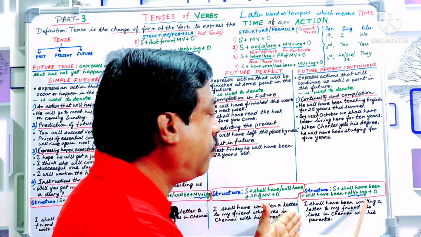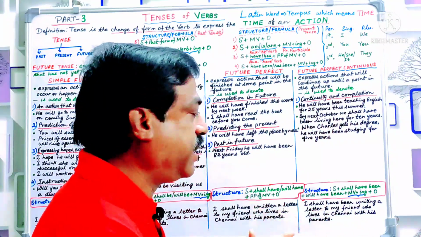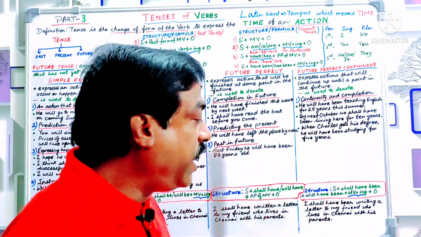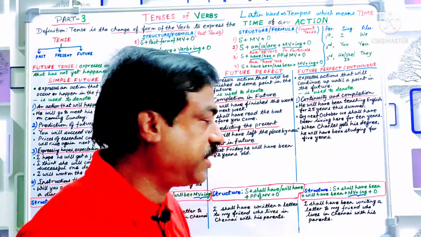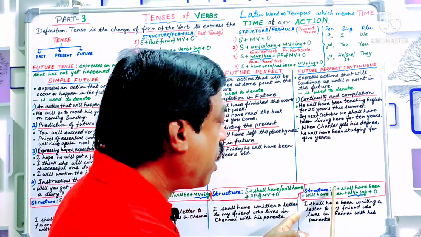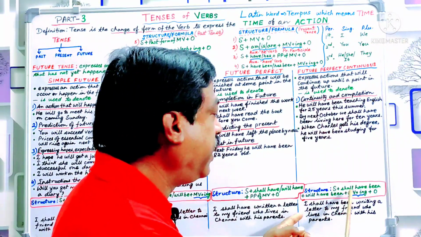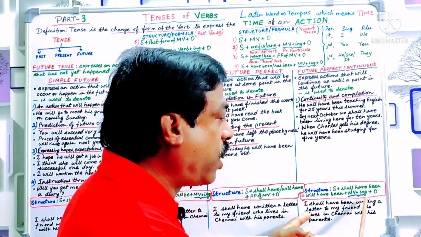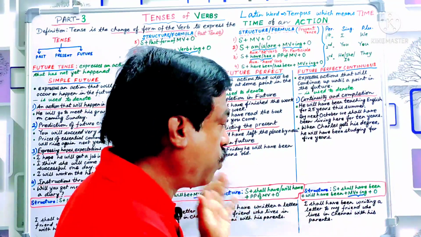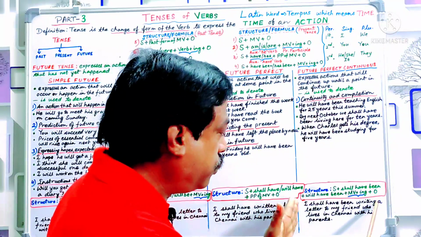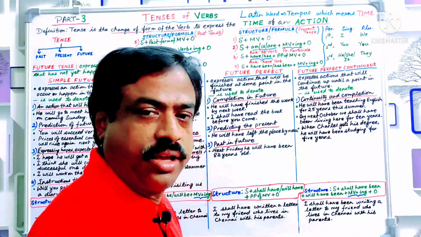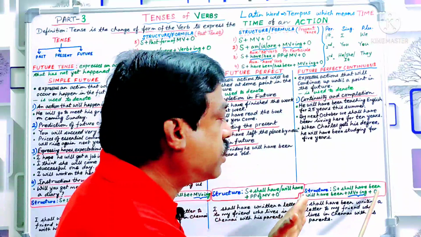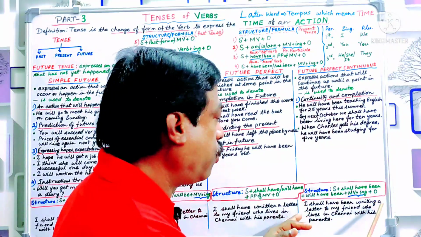I shall have been writing a letter. I shall have been writing a letter to my friend who lives in Chennai with his parents. So you see here the subject is I, then immediately shall have been is used, and then the main verb is write, ing is used, it becomes writing. Then if you just take it till here, it becomes a small sentence. Then you just add the object to it. I shall have been writing a letter.